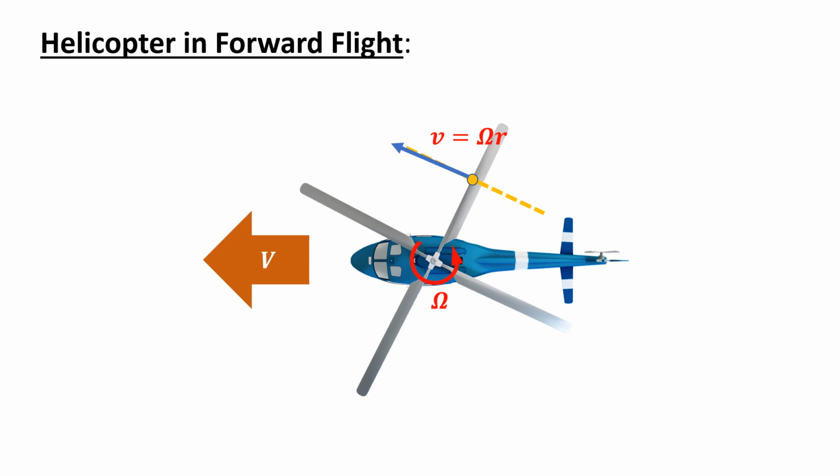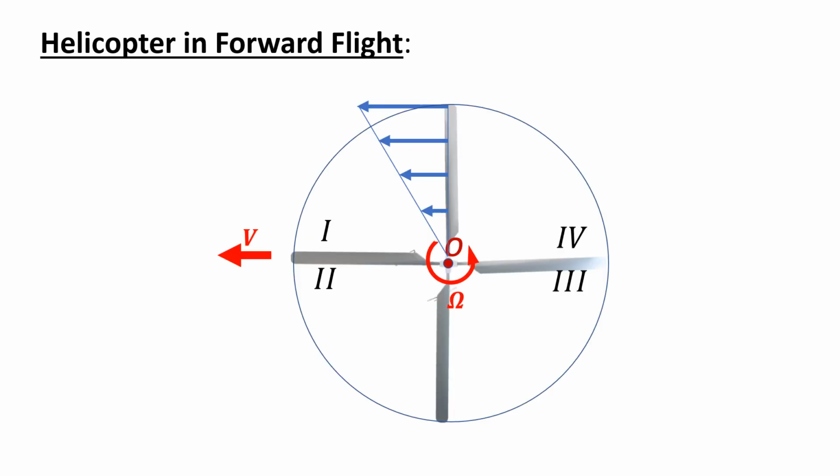Now let's see another scenario, the helicopter in forward flight. So apart from the rotation of the blades, the blade will move together with the helicopter towards the left. Okay, now in order to help with the analysis, we're hiding the fuselage of the helicopter. Now we see the blade disc in here is divided into quarters.